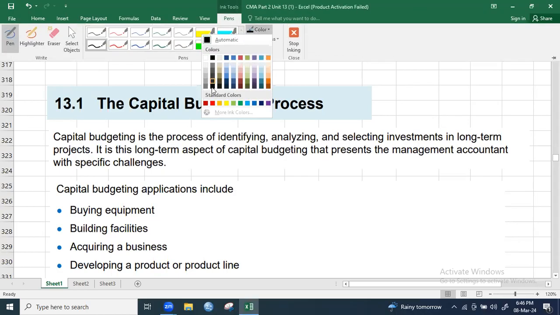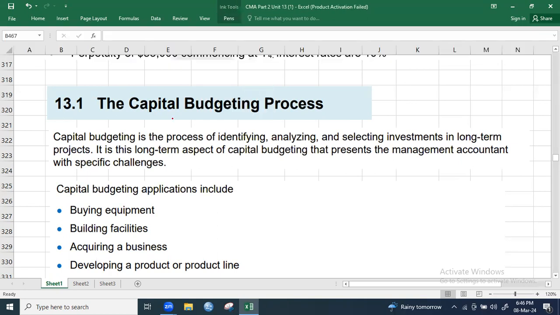Hello everyone. Today we are going to discuss the capital budgeting process. First, we are going to discuss it, and then we will talk about the relevant cash flows related to this topic.